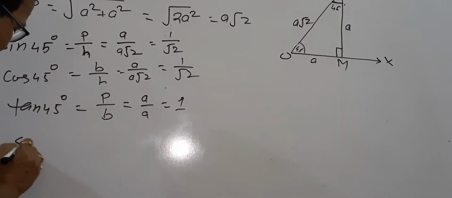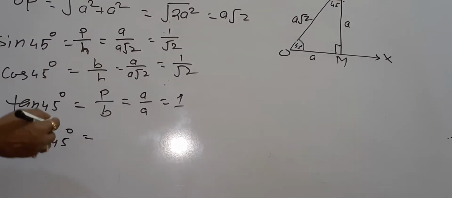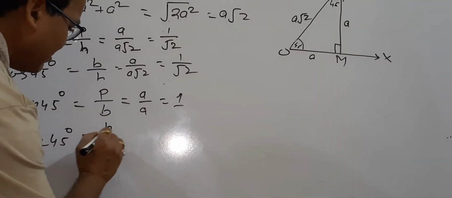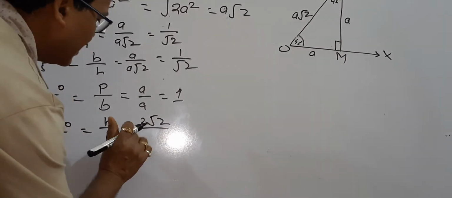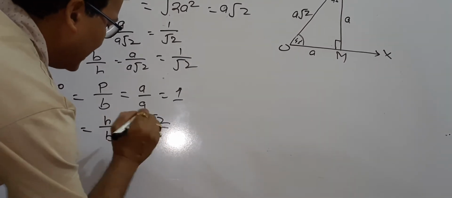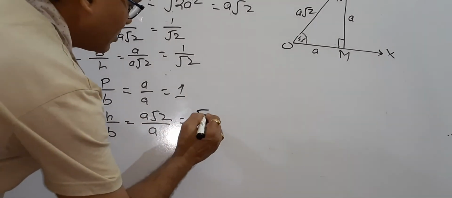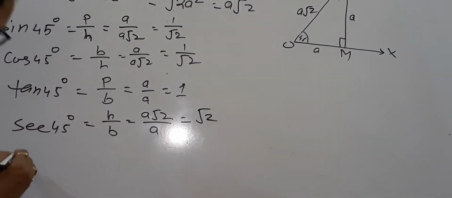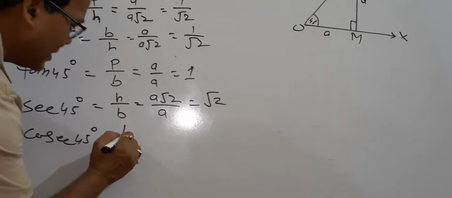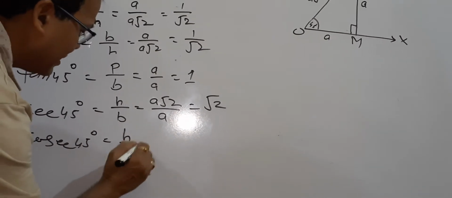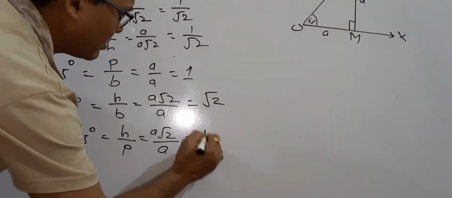So sec 45 degree is equal to H by B, and H is A root 2 divided by A. Numerator and denominator A cancel, so you will get root 2. Similarly, cosec 45 degree is equal to H by P, which is A root 2 by A, and you will get root 2.